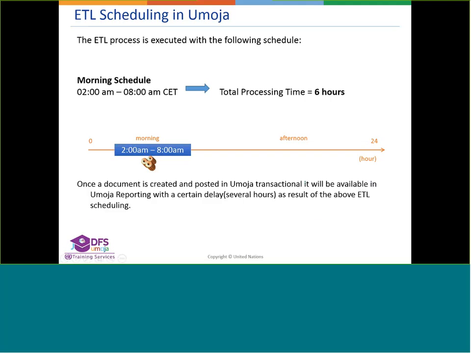So let's say that we create a document today and we create an invoice today using MIR7 in ECC today at 6 p.m. That document number or that invoice will be available in BI reporting only tomorrow at 8 a.m. onwards. Right, so we have to live with that.